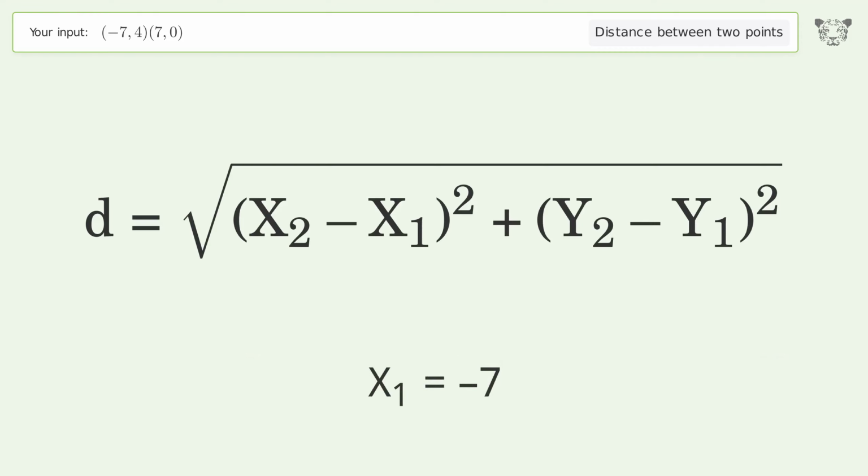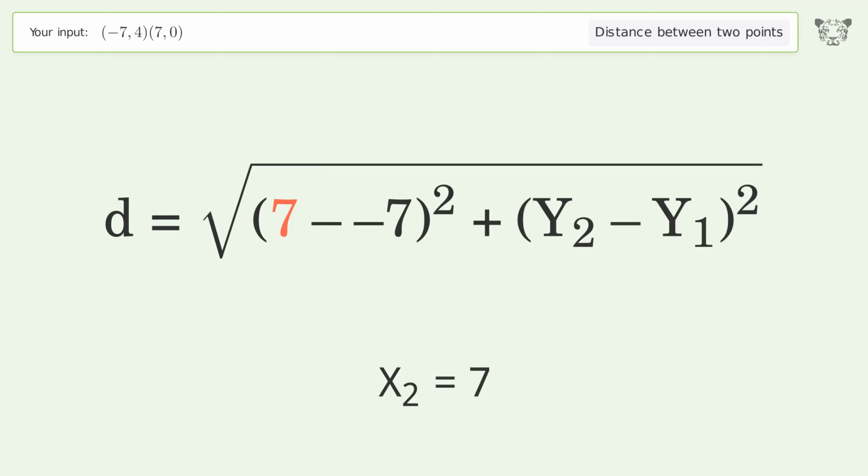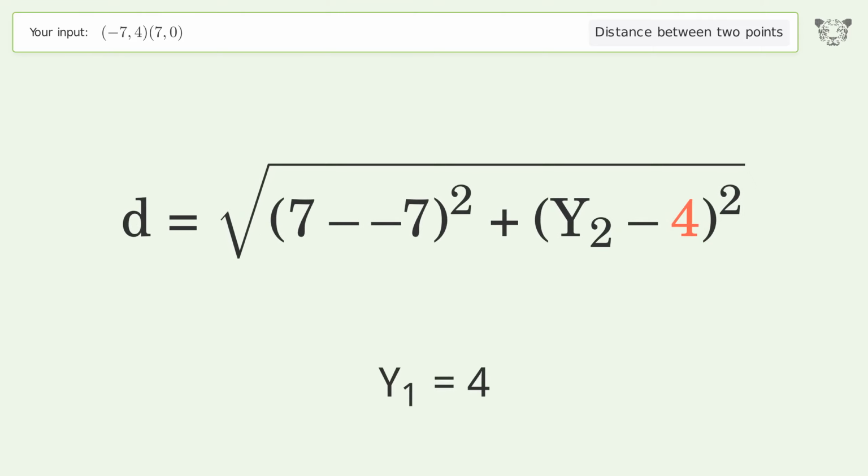x1 equals -7. x2 equals 7. y1 equals 4. y2 equals 0.